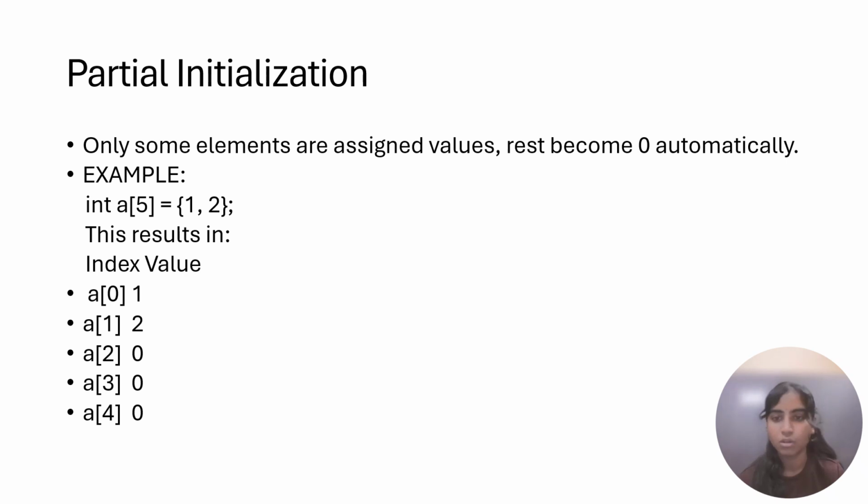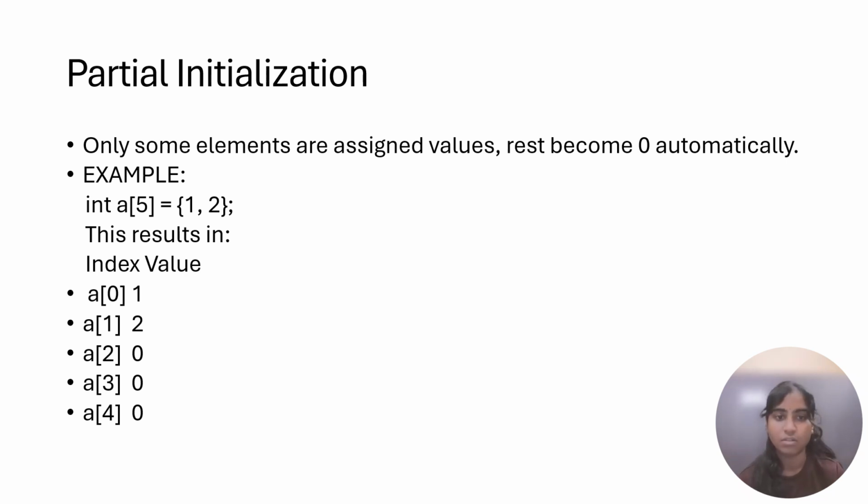So now let's move into partial initialization. Only some elements are given values, and the rest become 0 automatically. So here is an example: int a[5] = {1, 2}. Only two values are known.